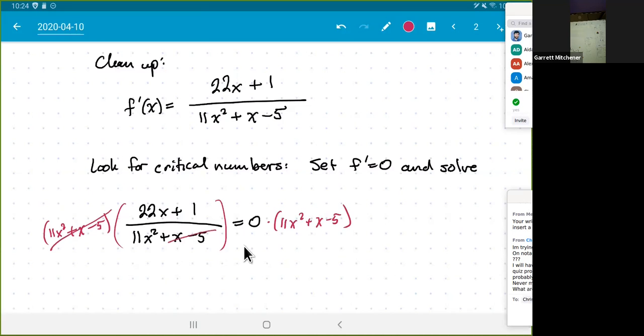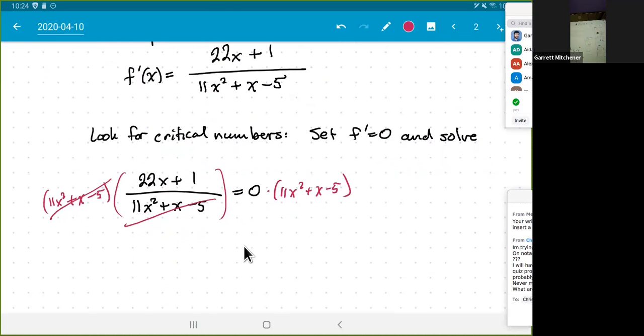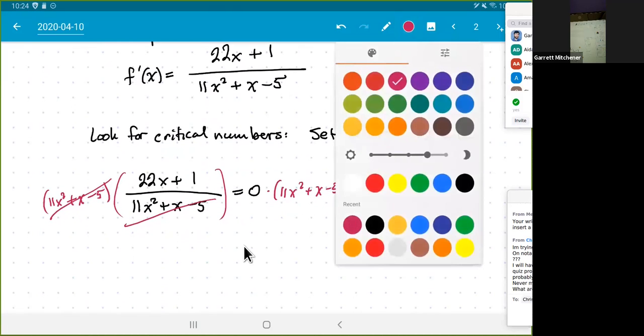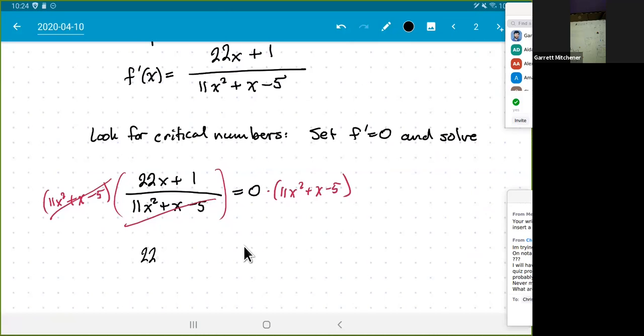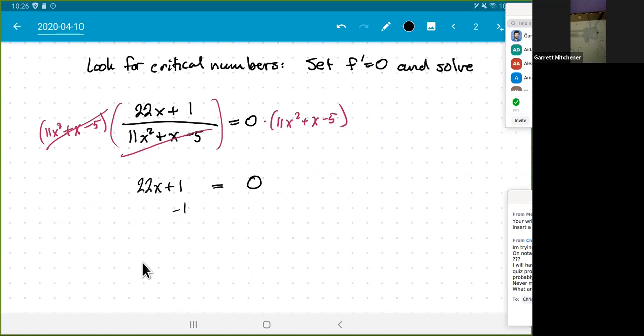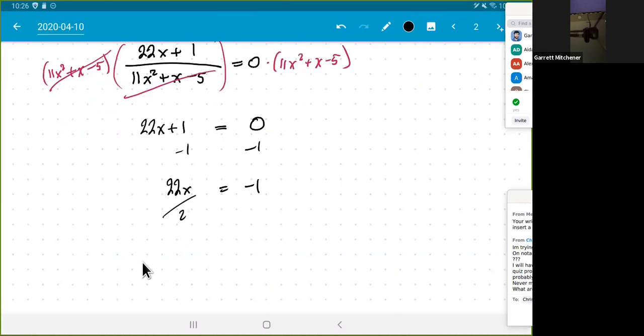It will cancel out with the denominator over there, leaving just the numerator, 22x plus 1. And then 0 times anything is 0. So it really is 0. At this point, things should be pretty easy to handle. We subtract the 1 over, divide by 22, and that leaves us with x equals negative 1 over 22.